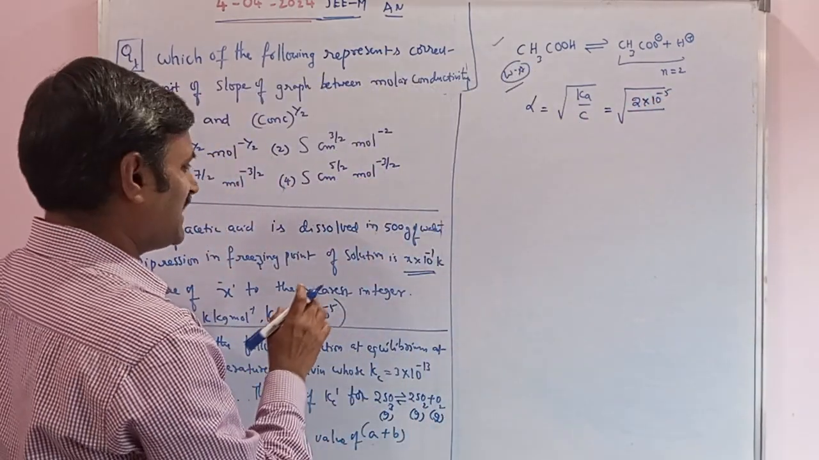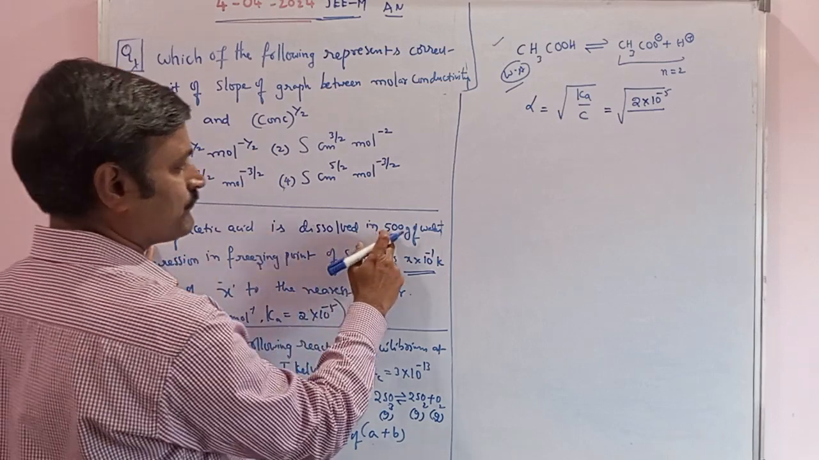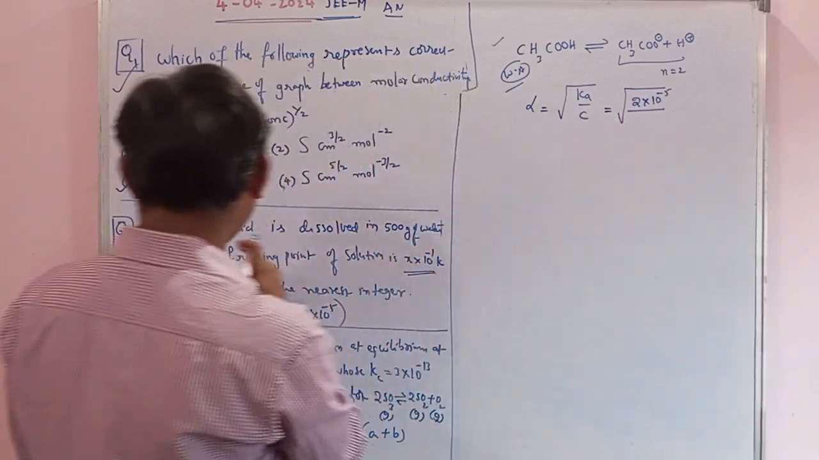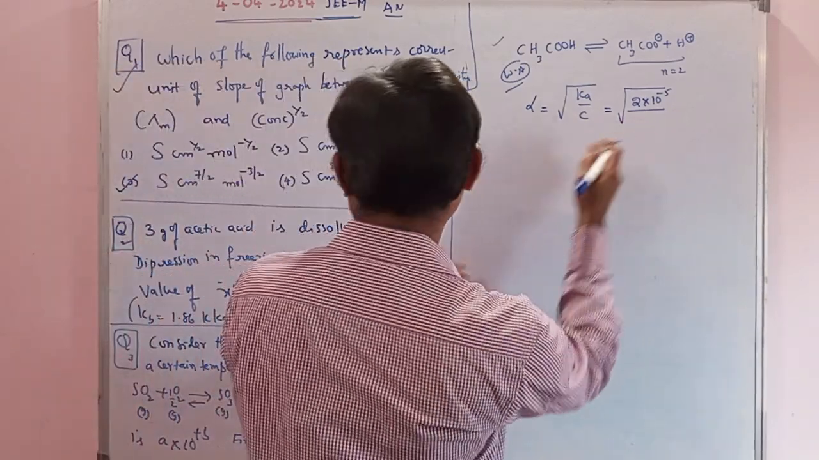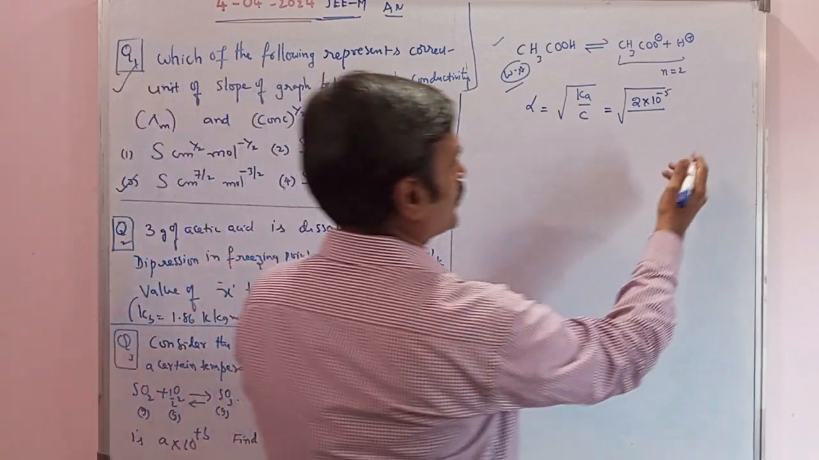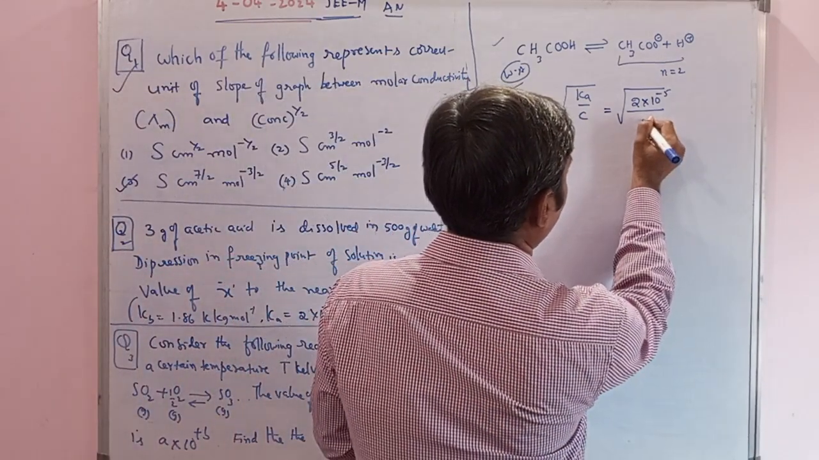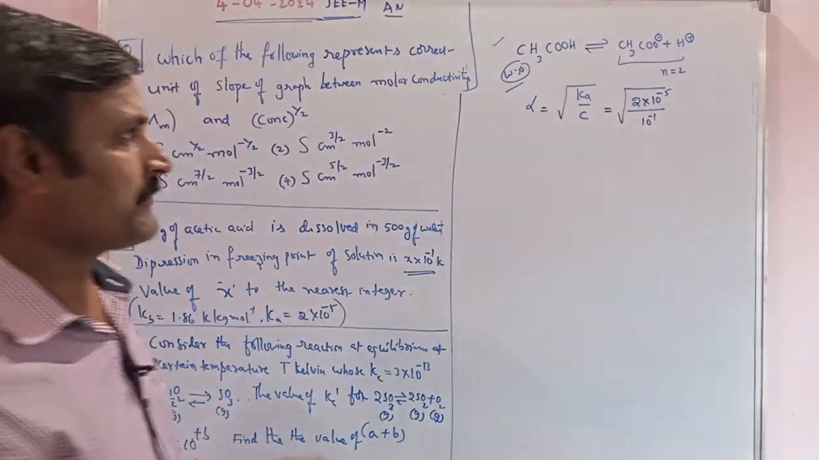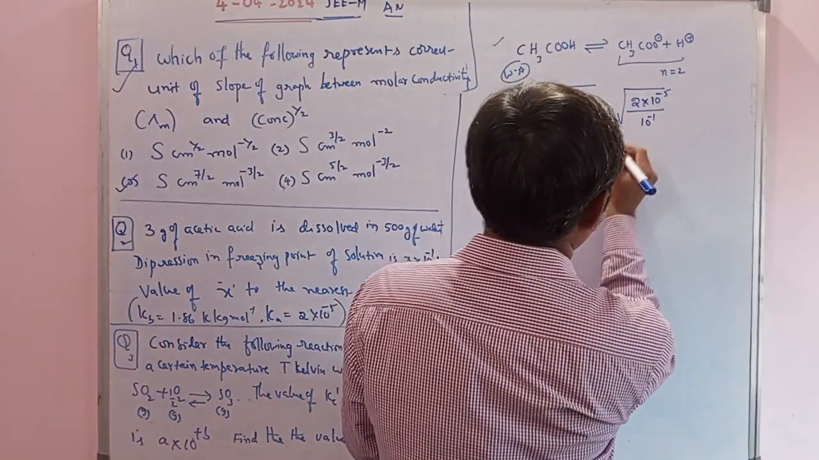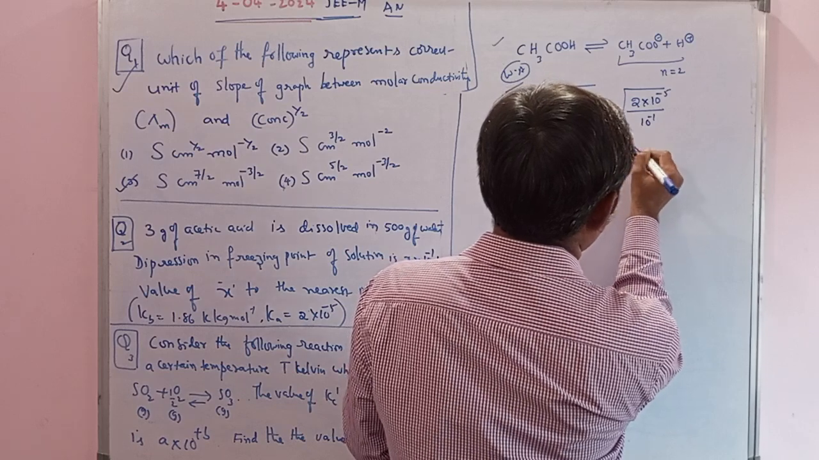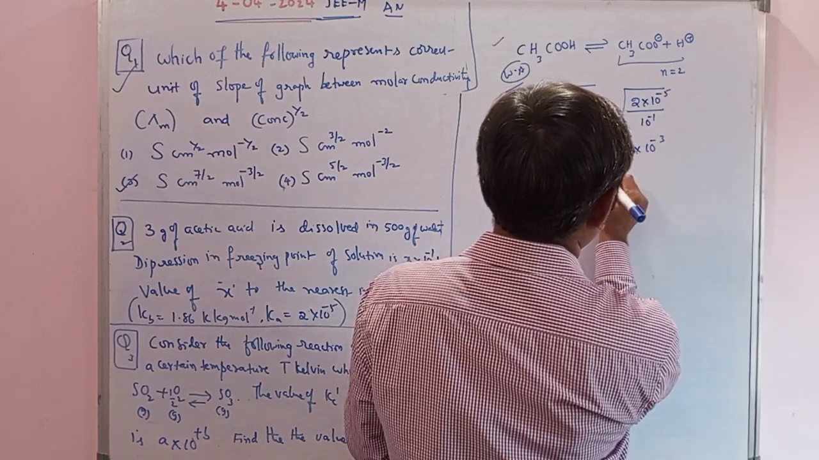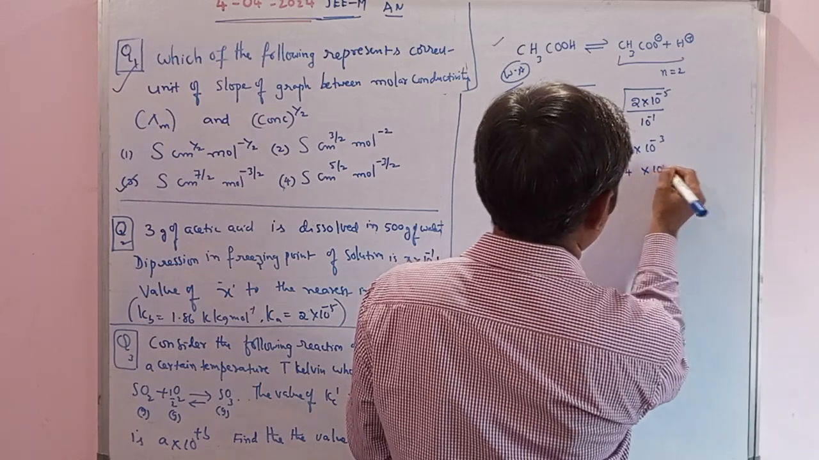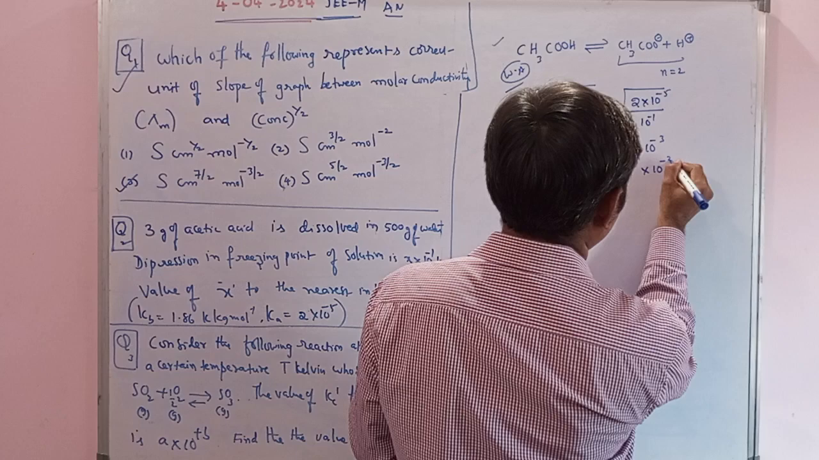The C value, C means concentration, is 3 grams in 500 grams of water. So it is 3 by the molecular mass of acetic acid, which is 60. That will come to 10 power minus 1. So alpha is root of 2 into 10 power minus 4, which is root 2 into 10 power minus 2, and root 2 is 1.414.